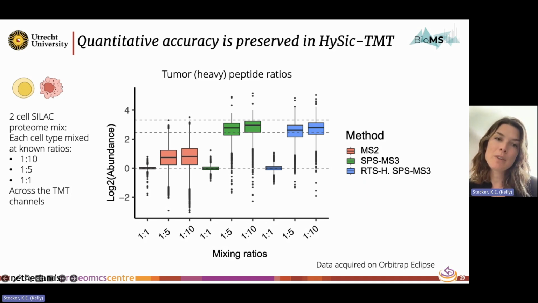We see in green and blue that the quantitative accuracy is far greater with our method, and it is not compromised with the real-time searching addition. So it's not quite what it should be for the 10-to-1 ratios, but it's very close. So we are happy with this.